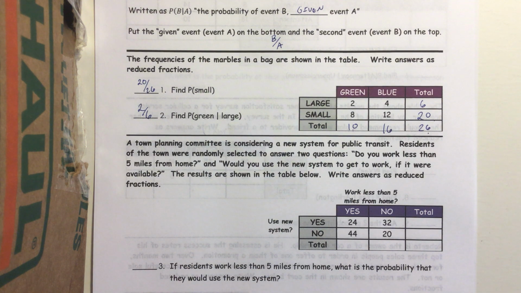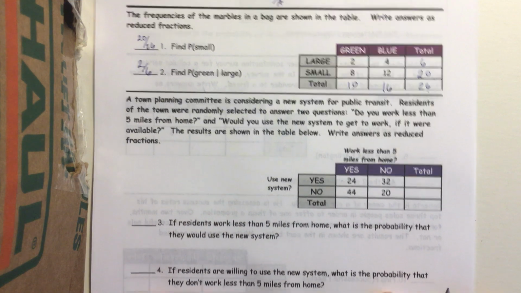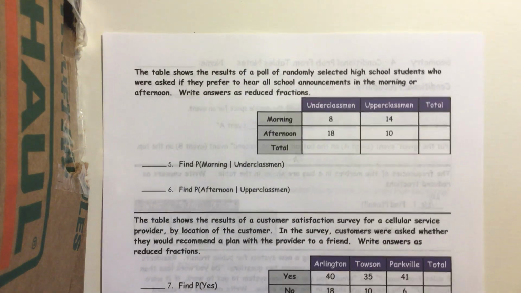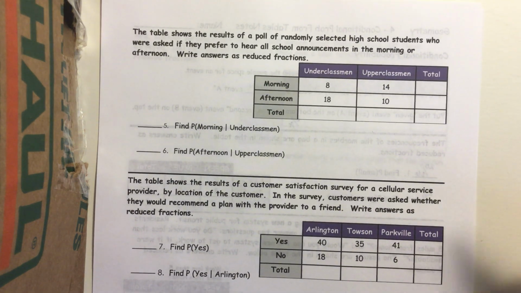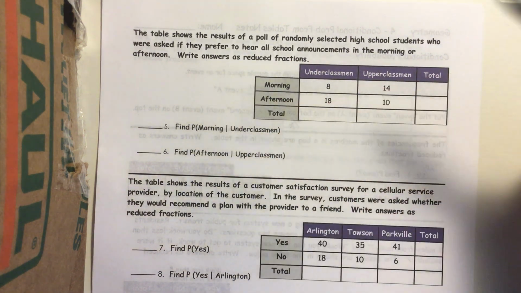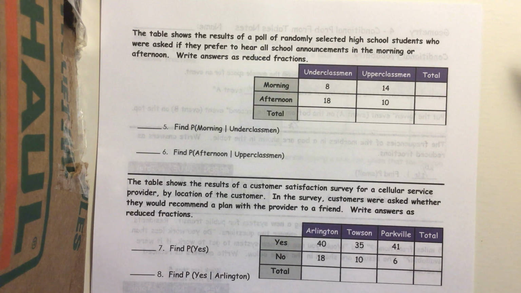That sounds confusing. We're going to do a few more of these. We are going to come back to this example. Go ahead and flip over, and I want to look at a few more that have it nicely written out for us. So we're going to go to number 5 and number 6 next. The table shows the results of a poll of randomly selected high school students who were asked if they prefer to hear all the school announcements in the morning or the afternoon.